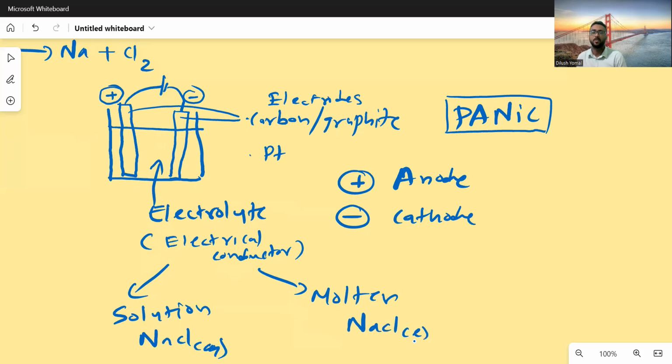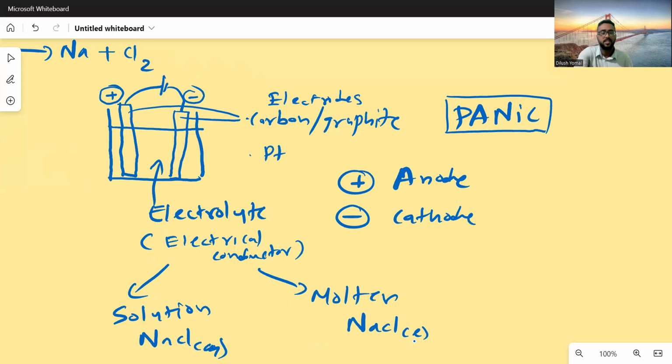Once you heat solid sodium chloride, we know ionic compounds in solid form do not conduct electricity. When you heat it, it becomes the molten form. The molten form of ionic compounds does conduct electricity, because they have free mobile ions, not free mobile electrons. So today I'm going to discuss the electrolysis of molten compounds, not aqueous solutions. Aqueous solutions will come in another video, right?